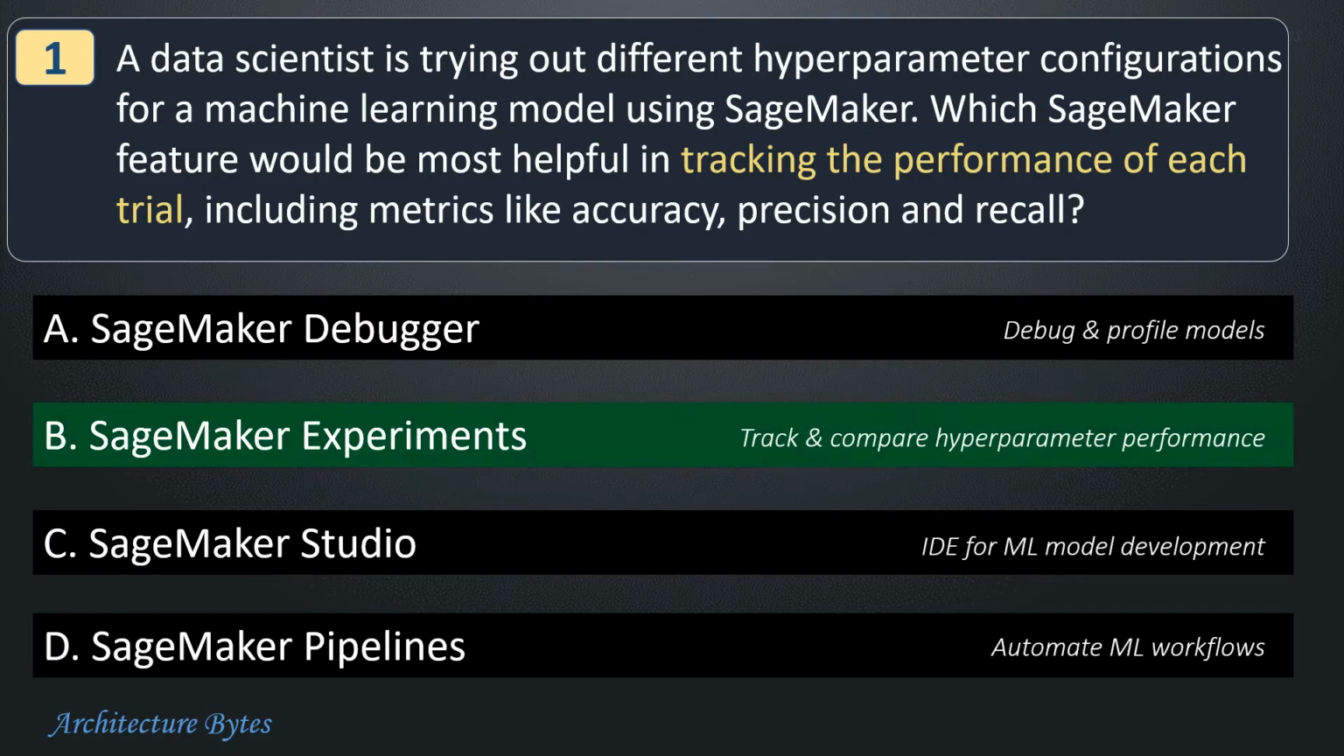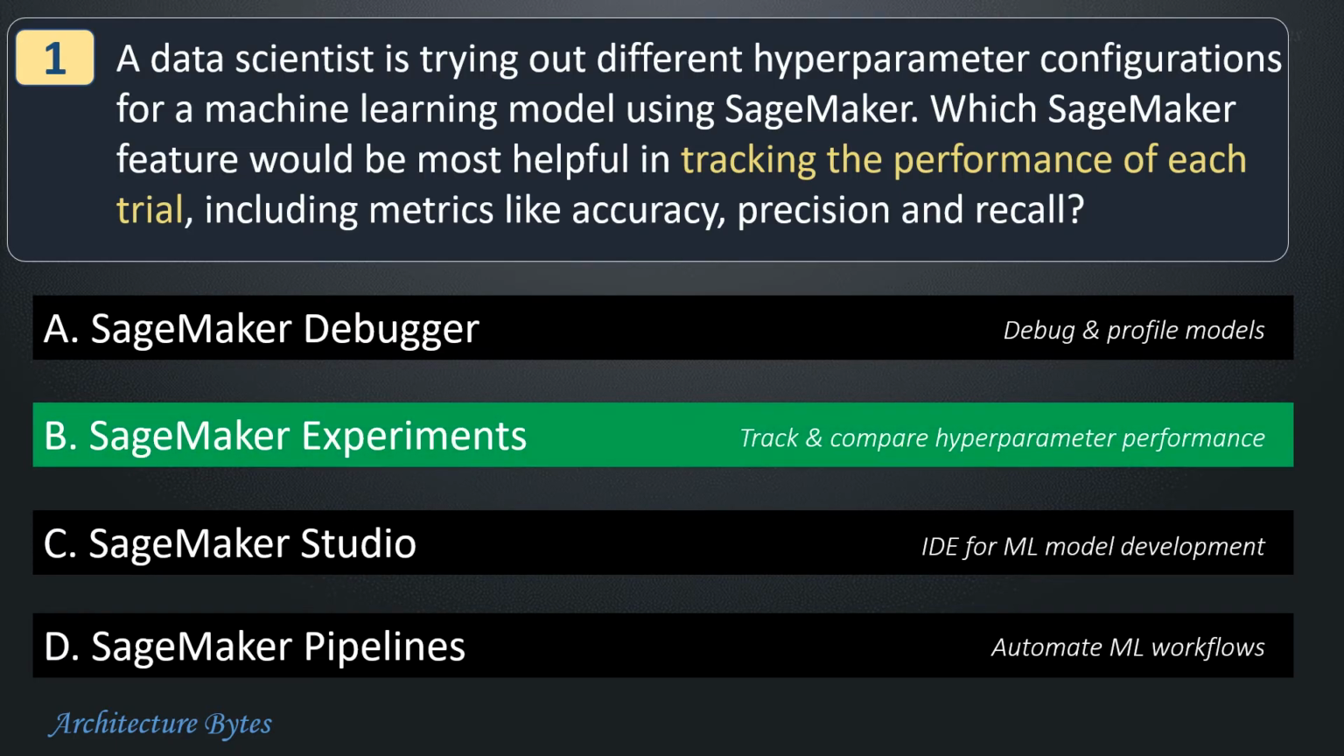Option B, SageMaker Experiments, is the right answer here. It is the best option for tracking hyperparameter performance. It records metrics and allows for easy comparison between experiments.